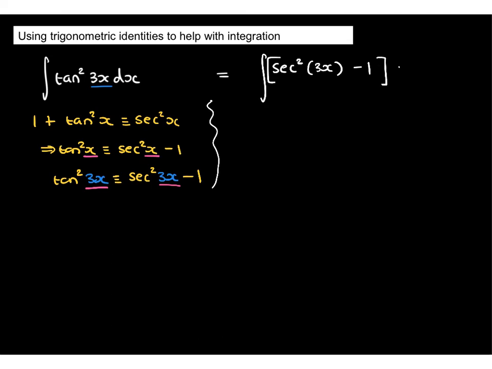Now, can you see how this helps us? Well, sec squared integrates to tan. So by inspection, we can say we get tan of 3x, but of course we need to divide by the derivative of the inner function, so we need to divide by 3. So 1/3 tan 3x. Of course, we then have this part here, minus 1, which simply integrates to minus x. And then don't forget plus c at the end.